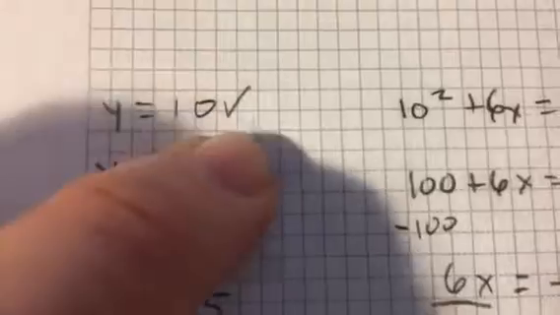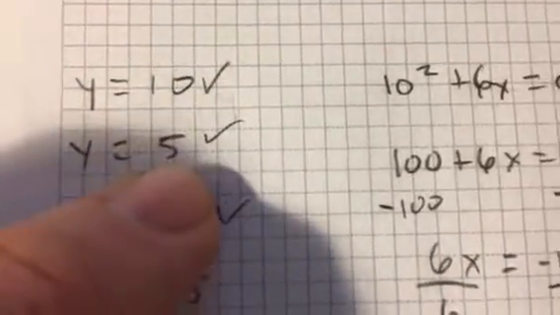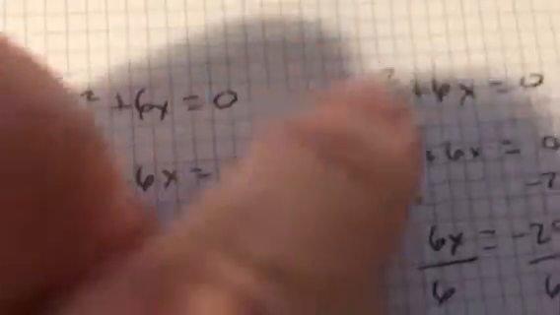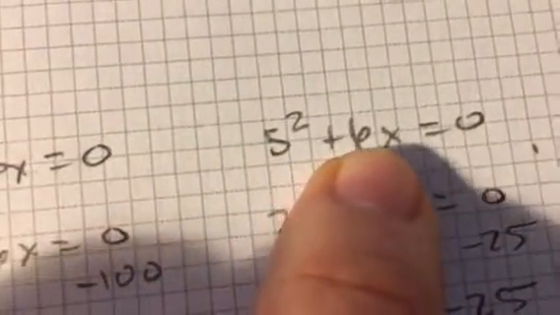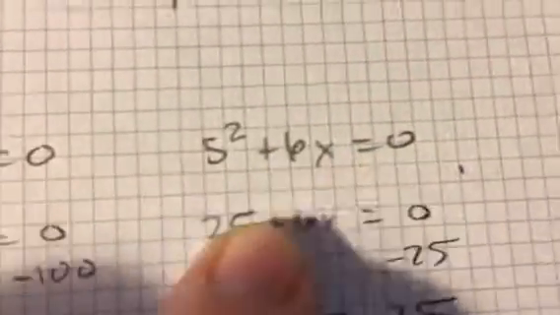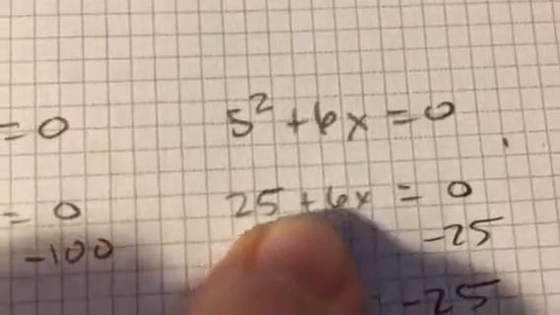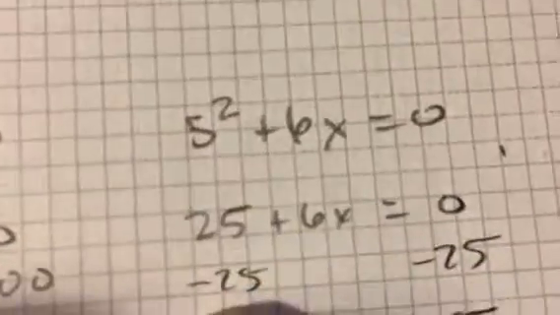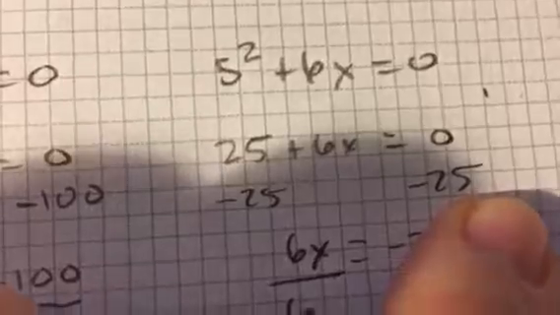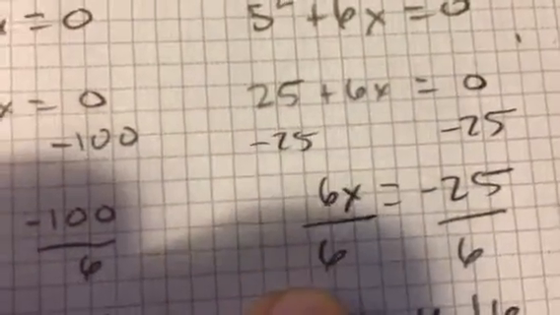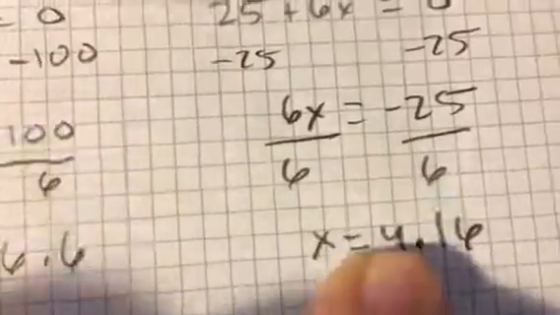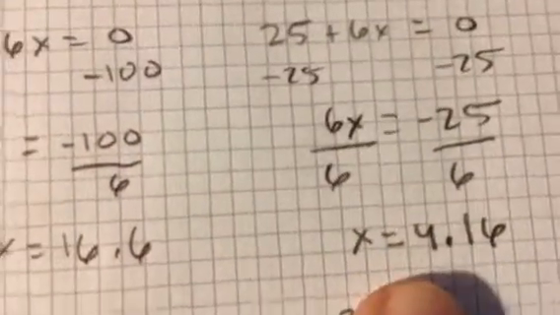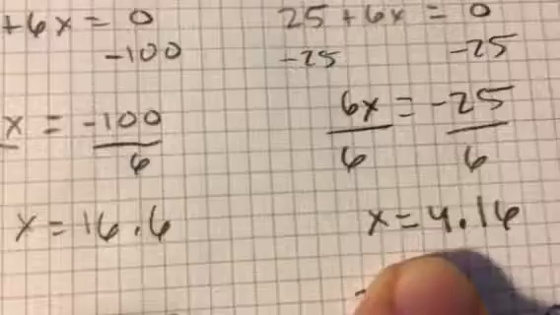So we have the x-axis and we have the y-axis. Then we're going to go to y equals 5. So 5 squared plus 6x equals 0. Then 5 squared is 25 plus 6x equals 0. Take away 25 on both sides. Divide by 6 on both sides. So now x equals -4.16. So that's our next x value that we need to plot.